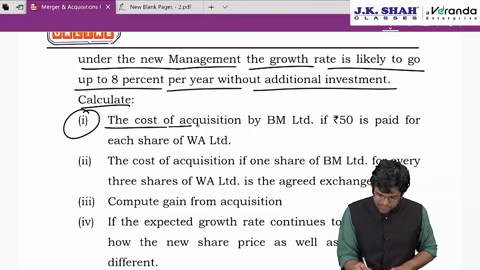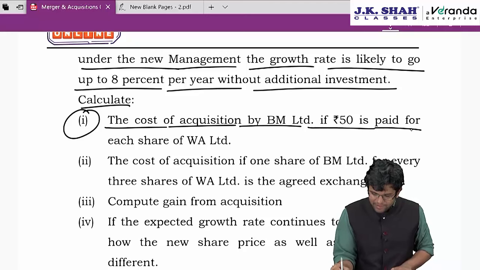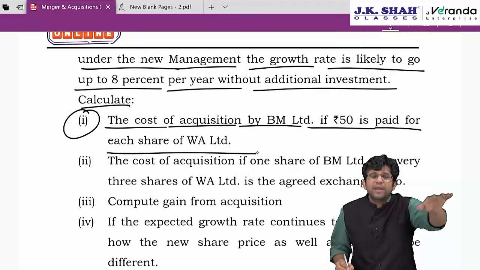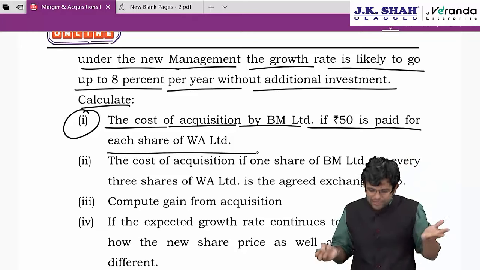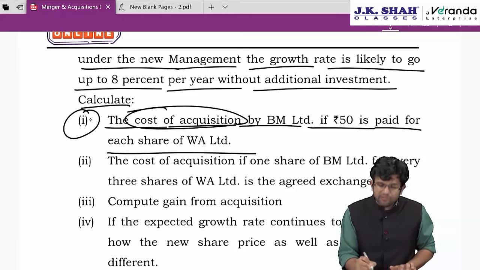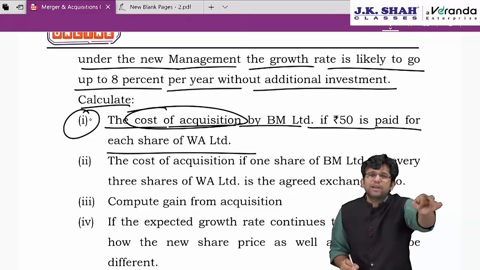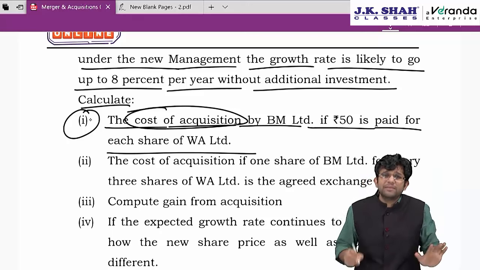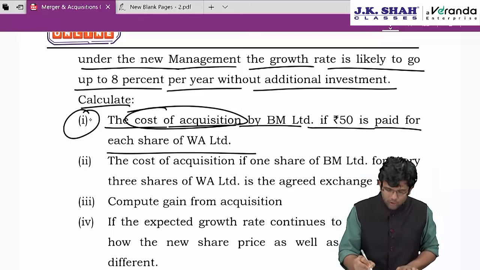Point number one, the cost of acquisition by BM Limited if rupees 50 is paid for each share of WA, paid in cash. Students, nothing much to do. It is nothing but, see, cost of acquisition, meaning cost of merger, is nothing but cash paid to the shareholders of Target Limited minus the pre-merger market value of Target Limited. Everybody following? Let us knock off point number one.